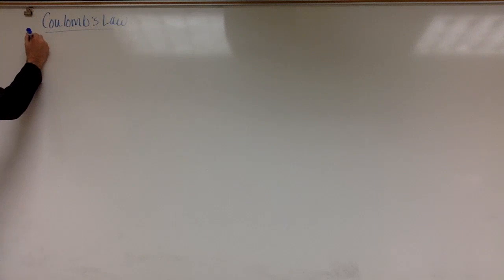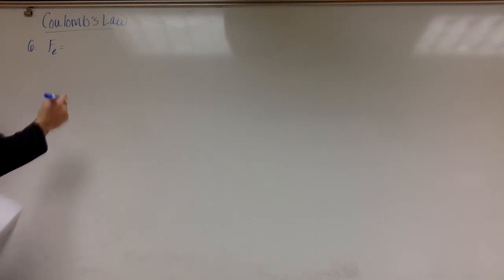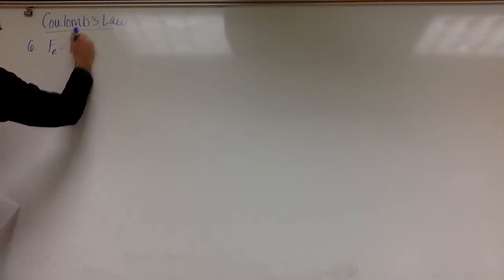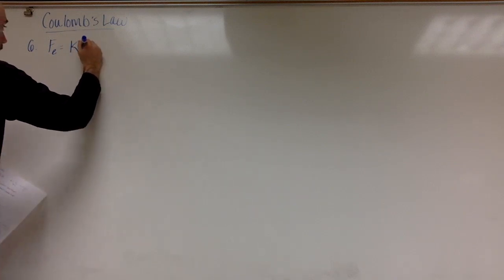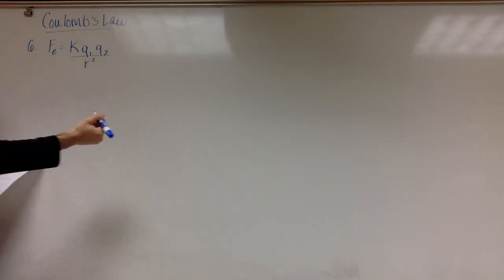Next up in our unit on electricity, we have Coulomb's law, and you're going to notice right away that Coulomb's law looks very similar to Newtonian gravity. So Coulomb's law talks about the force of two electrically charged particles on each other. K is Coulomb's constant, then we have Q1, Q2, and all of that is over R squared.